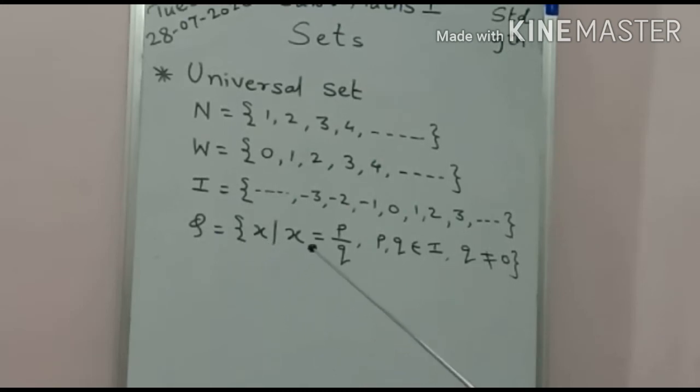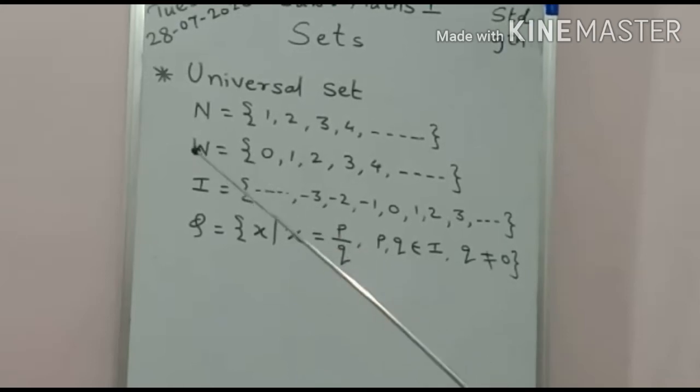Q is the set of x such that x equals p upon q. We write it in rule method. P and q are integers, but the condition is that q is non-zero. So as we compare or observe these 4 sets, we have to decide which set is the universal set for these sets. And for that, first we have to understand the subset relation.